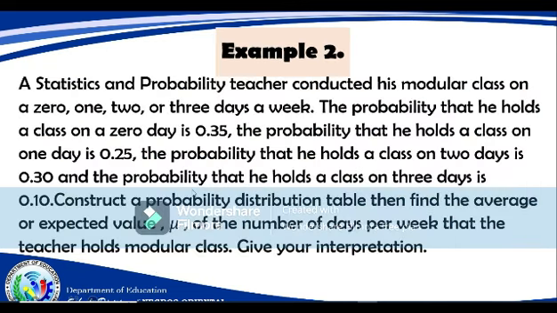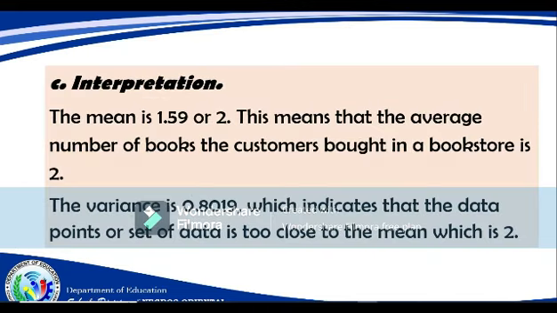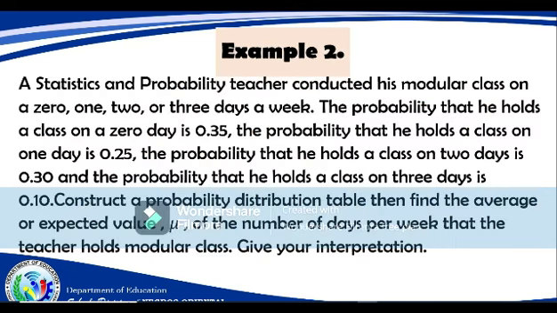Okay, example 2. I hope that you understand problem number 1 as our example. Now let's proceed to example number 2. A statistics and probability teacher conducted his modular class on 0, 1, 2, or 3 days in a week. The probability that he holds a class on 0 days is 0.35. The probability that he holds a class on 1 day is 0.25. The probability that he holds a class on 2 days is 0.30. And the probability that he holds a class on 3 days is 0.10.